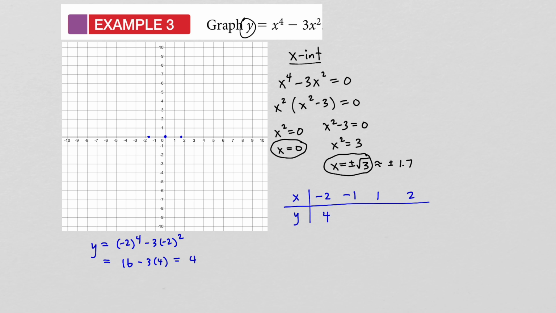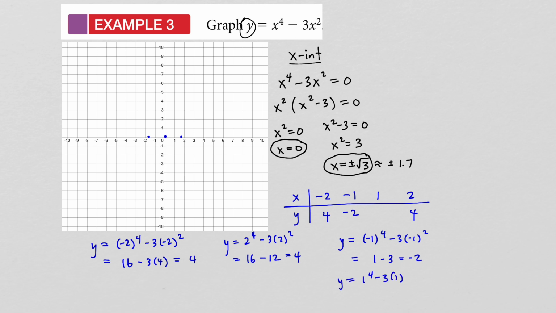Okay? Now, let's go ahead and plug in positive 2. So positive 2 is going to give us 2 to the 4th minus 3 times 2 squared. Notice that this is also 16 minus 12, which is also 4. And if I plug in x equals negative 1, y will be negative 1 to the 4th minus 3 times negative 1 squared. This is 1, take away 3, which is negative 2. And if you plug in positive 1, you are going to get negative 2 as well.